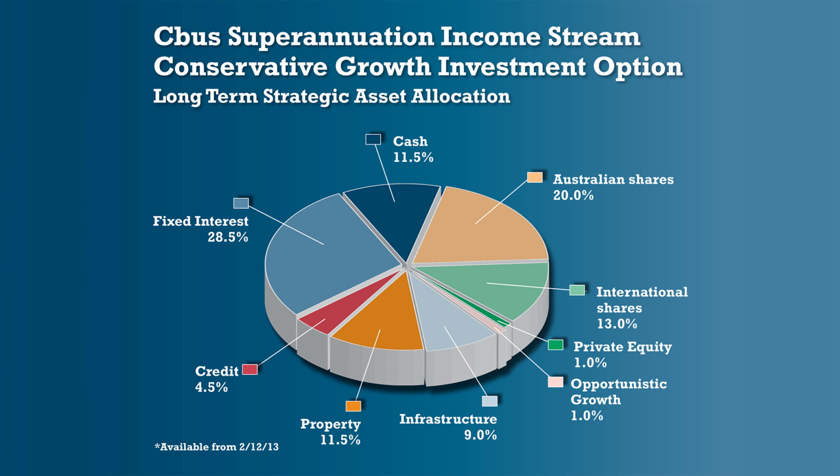In terms of the asset allocation through time, we expect that will change. Cbus evaluates the attractiveness of asset classes regularly, and based on that evaluation we adjust the asset allocation to try and enhance the return and risk properties of the option to benefit our members over the medium to longer term.